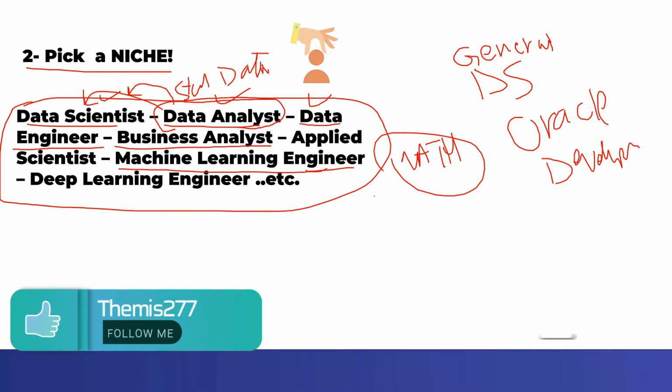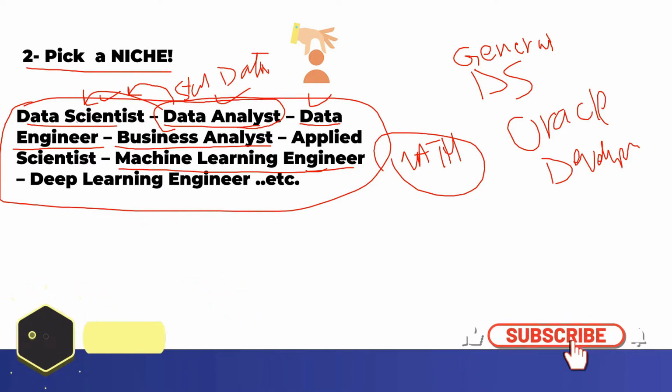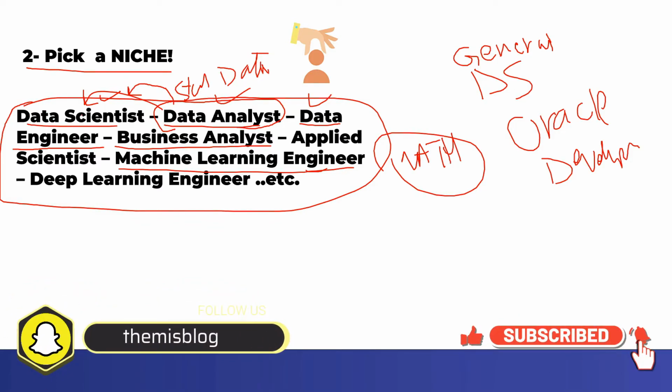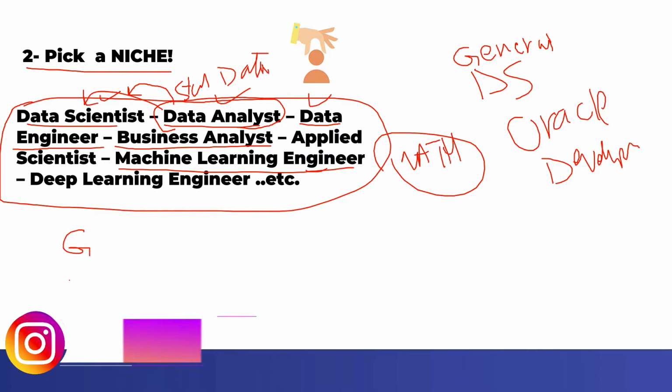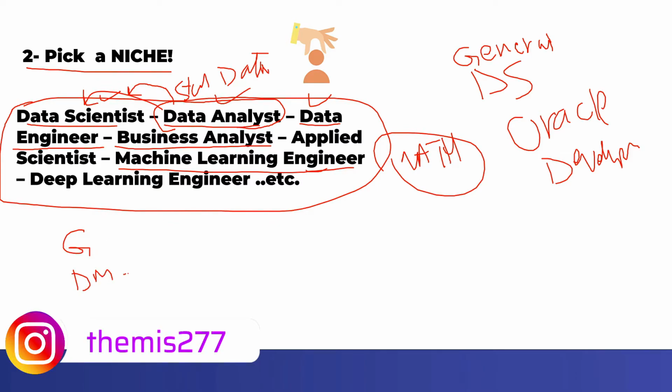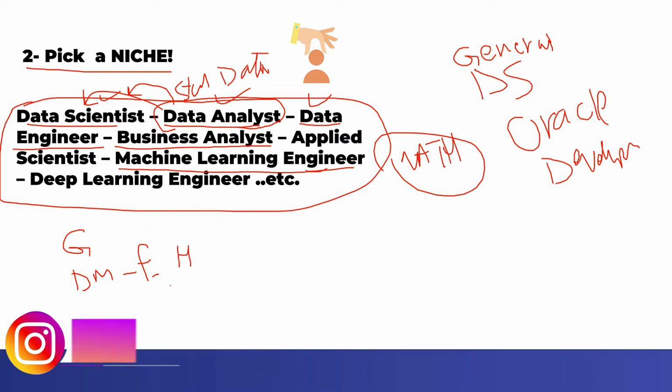Okay, so pick a niche. Let's say you want to become a data scientist. Do you want to become a general data scientist, or a data scientist in, let's say, digital marketing and finance and healthcare? We will come to that later on. Okay, so first pick a niche.